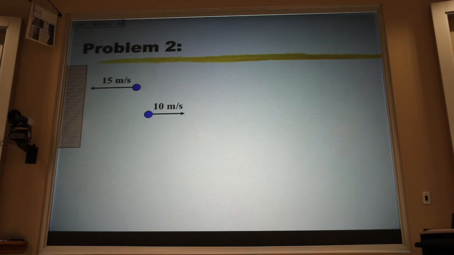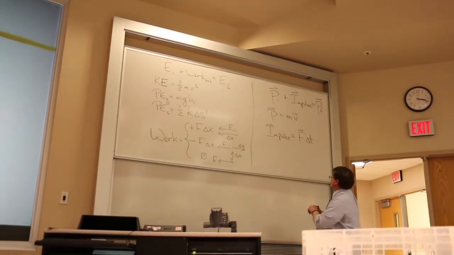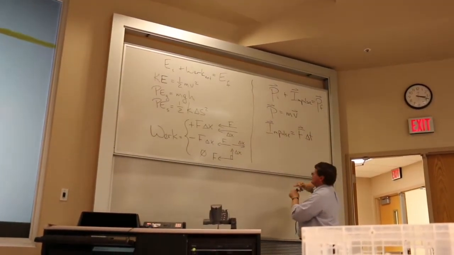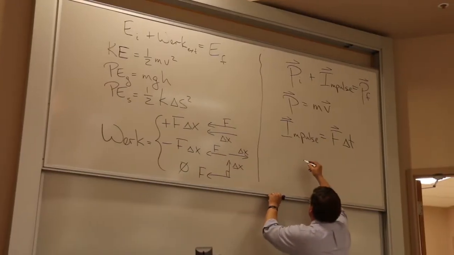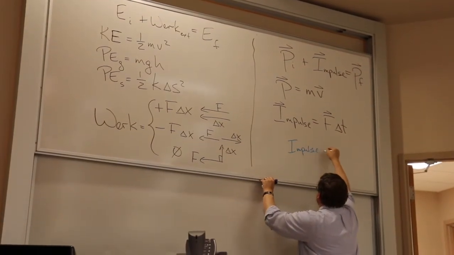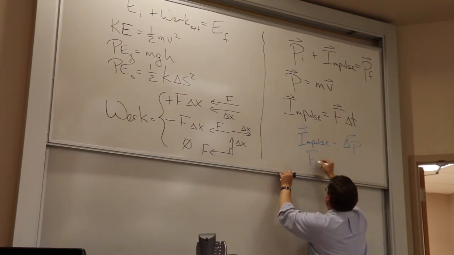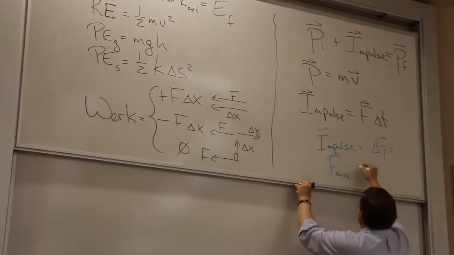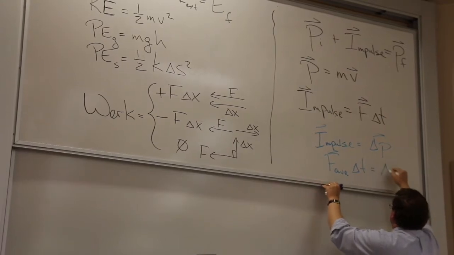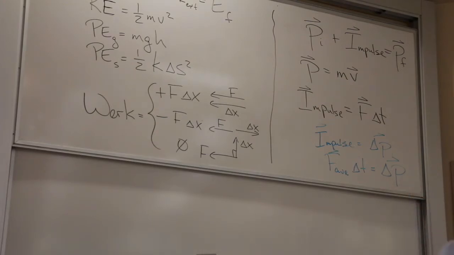so what I'm going to use here is this impulse momentum equation. Now, just like I did with the energy equation, I can subtract the initial momentum from both sides, and I can write this as impulse is equal to a change in momentum. And that's going to be force average times delta t is equal to the change in momentum. Now, the first thing we're looking for is the change in momentum.